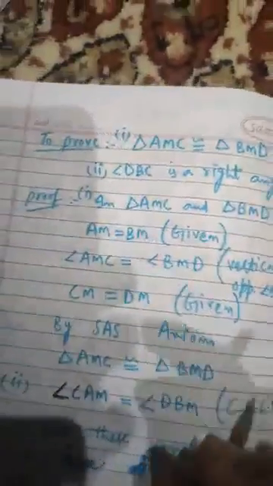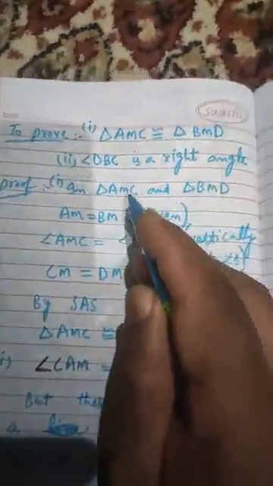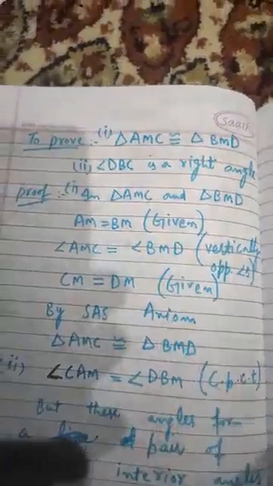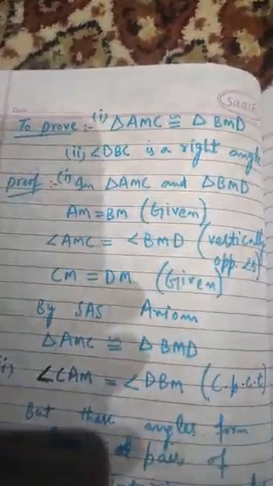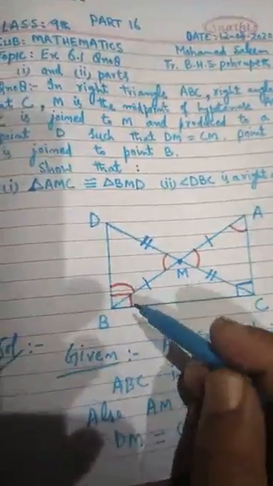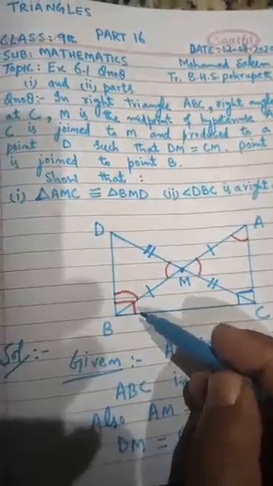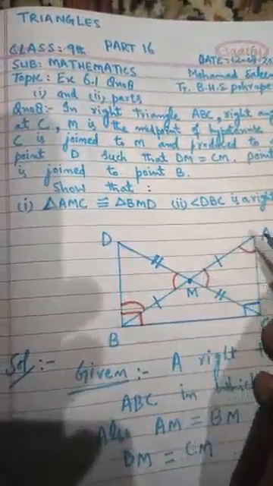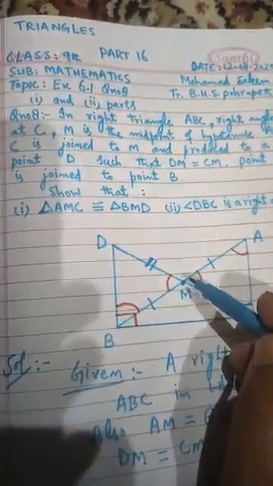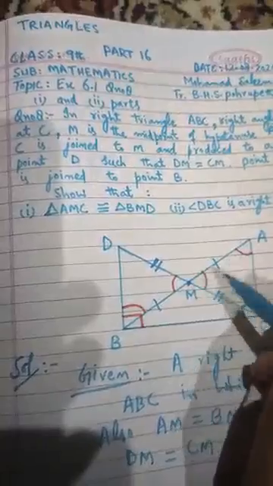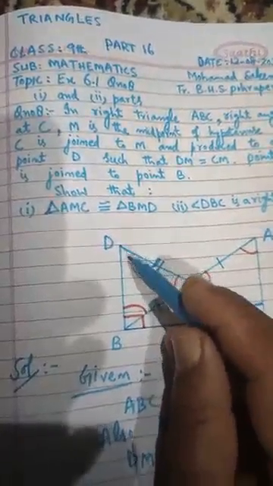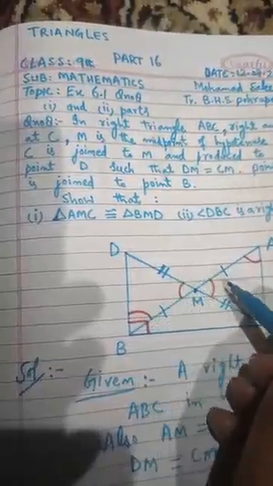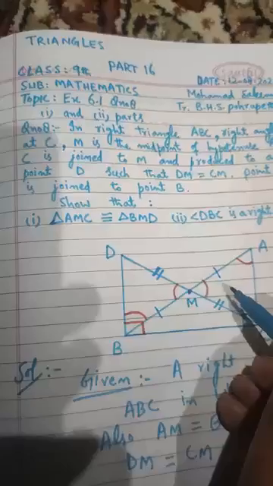Okay, two things we had to prove. That is, these two triangles are congruent. We have proved it because of SAS axiom. Then we had to prove that angle DBC is a right angle. We know that angle CAM is equal to angle DBM. These angles are equal because of CPCT, corresponding parts of congruent triangles.